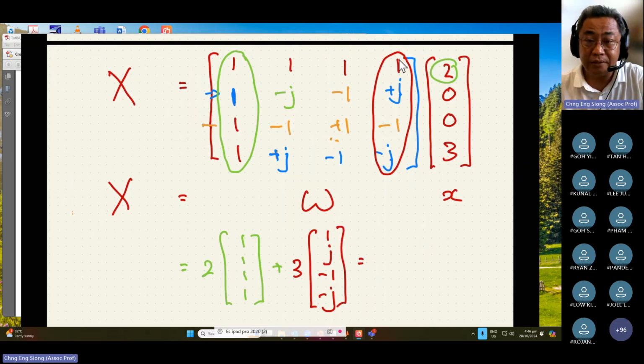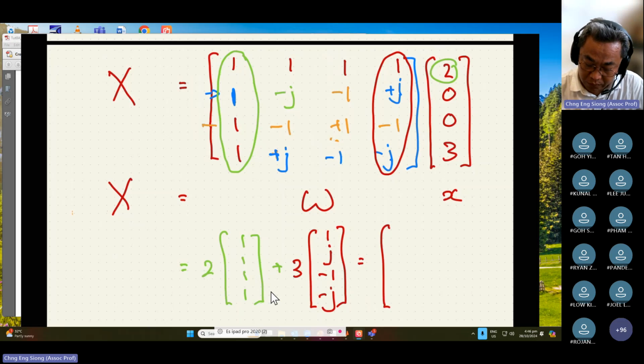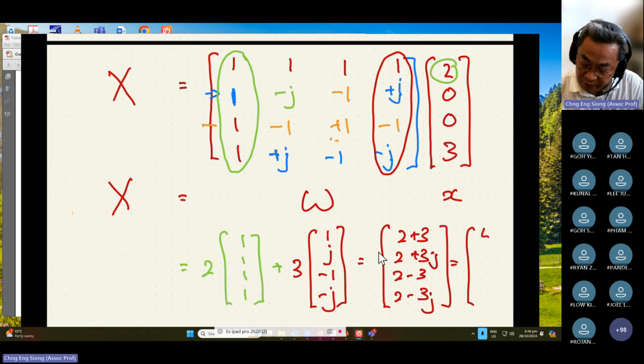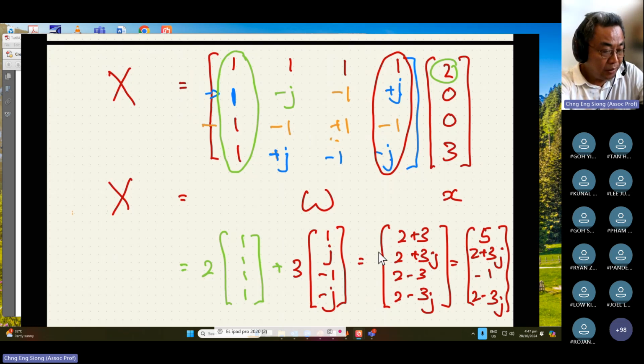And now, of course, you can just add up the values. So let's do it. 2 times 1 is 2 plus 3, 2 plus 3j, 2 minus 3, and 2 minus 3j. And of course, the answer is 5, 2 plus 3j, minus 1, 2 minus 3j. Okay, did I get it right? 5, 2 plus 3j, minus 1, 2 minus 3j.